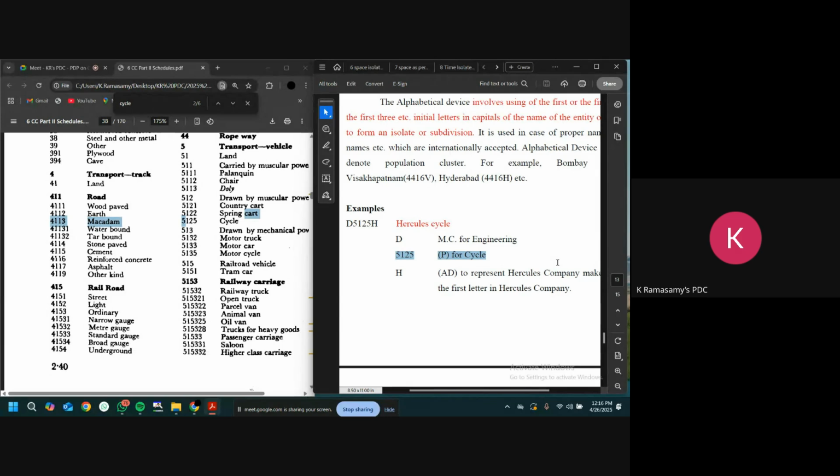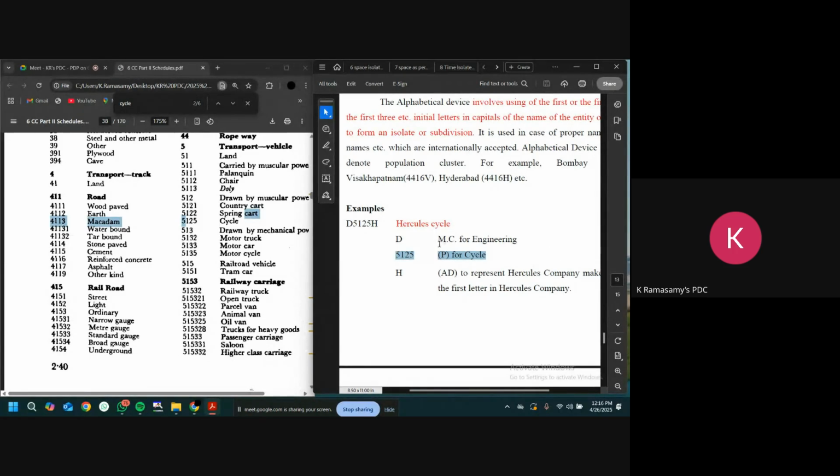But how can I write the number for Hercules cycle, Hero cycle, BSA Ladybird cycle, Atlas cycle? Different brands are there. So for that, you can go for the alphabetical device, where you can use the first letter, or the first 2 letters, or the first 3, and maximum the first 4 letters of a proper noun, the name of the brand, the name of the place, the name of the person, as the alphabetical device.